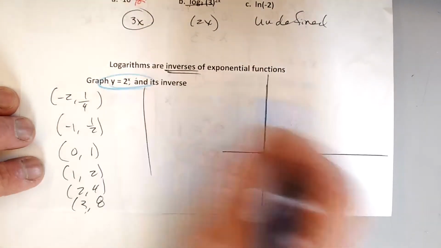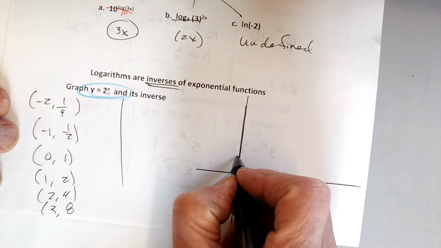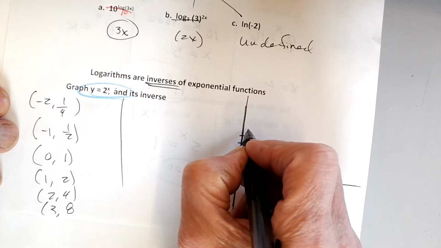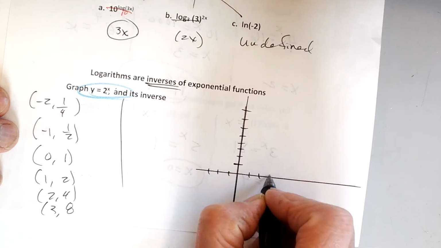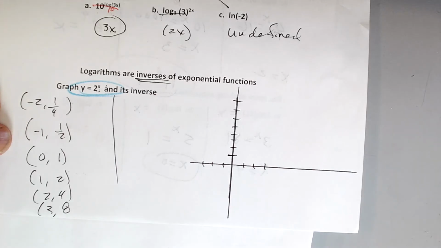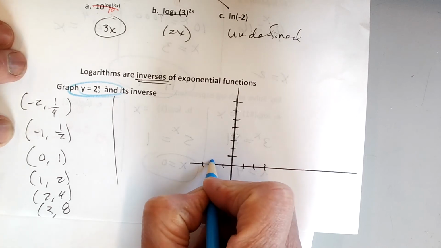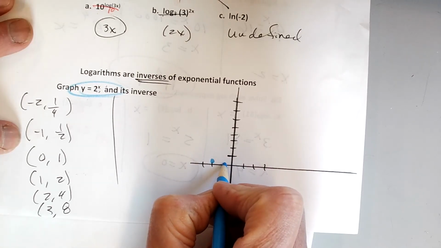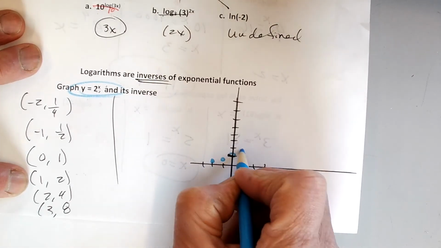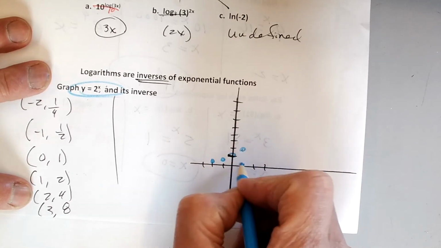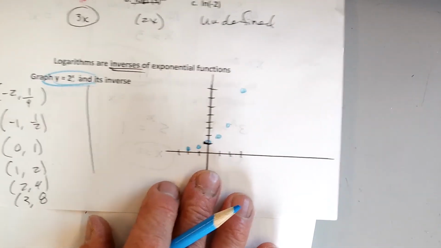So I'll graph these in blue. If I'm going to graph this, I'm going to go 1, 2, 3, 4, 5, 6, 7, 8. Okay. All right. So if I graph this, and we graphed these yesterday, these are my exponential points. -2, 1/4 is about there. -1, 1/2 is about there. 0, 1; 1, 2; 2, 4; 3, 8. Okay. So this looks just like what we graphed yesterday, right?